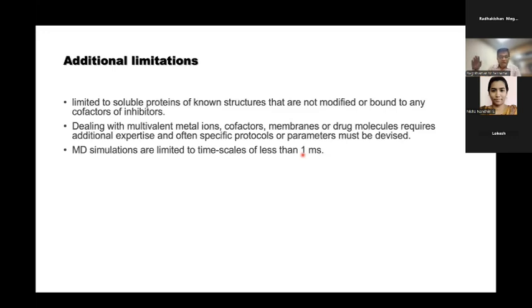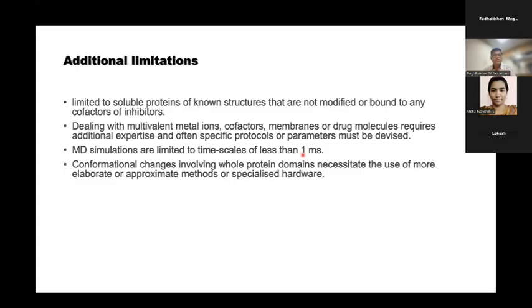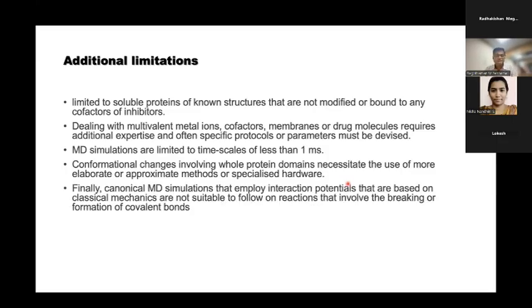But in computation time, 1 millisecond can take 3-4 months, depending on the system. Sometimes it may be 1 year. So 1 human year. Okay, so it takes a lot of time. Then conformational changes with protein domains will need more elaborate methods or some specialized hardware like GPUs, graphical processing units. Okay, so that may hinder the progress.